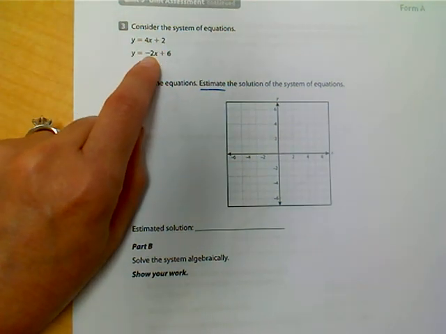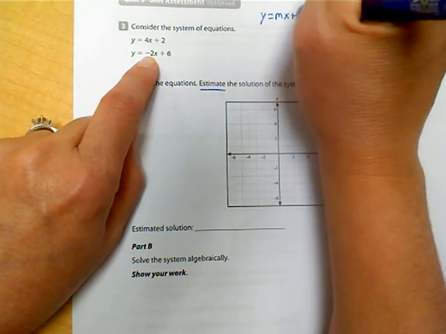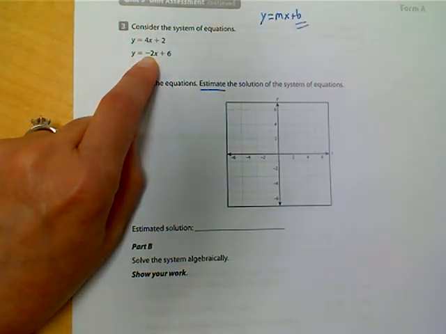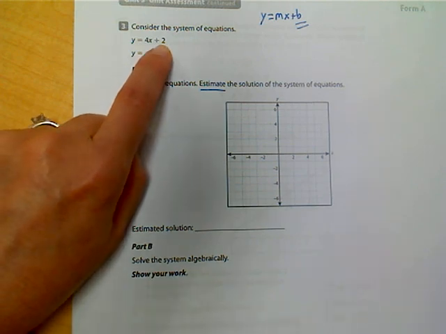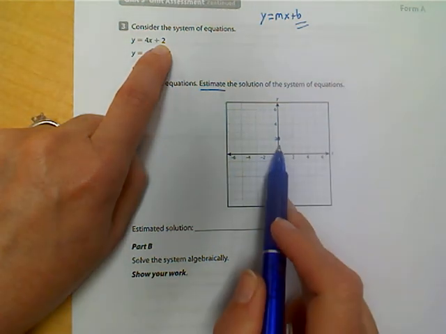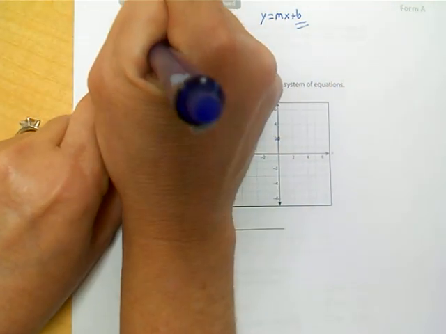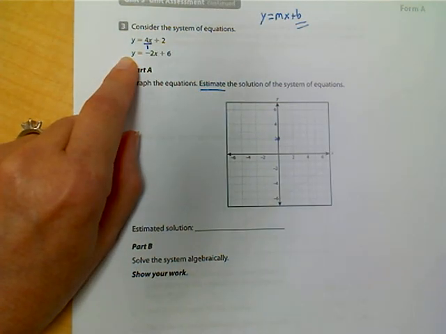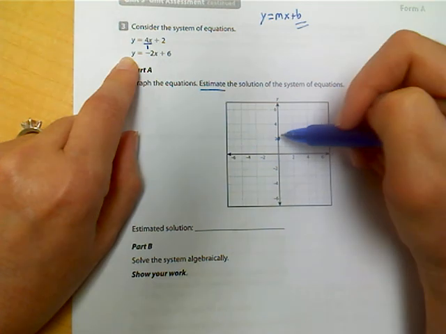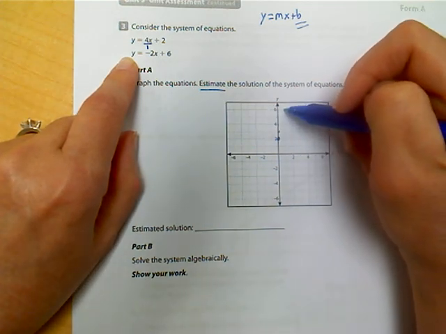Now, both of these are in slope-intercept form. Y equals mx plus b. We are going to start with the number at the end, the number that doesn't have the x. So we're going to start at 2. From 2, notice there's my dot, I am going to go up 4, right 1. That is my slope. If it's not a fraction, make it into a fraction. Up 4. 1, 2, 3, 4, right 1.